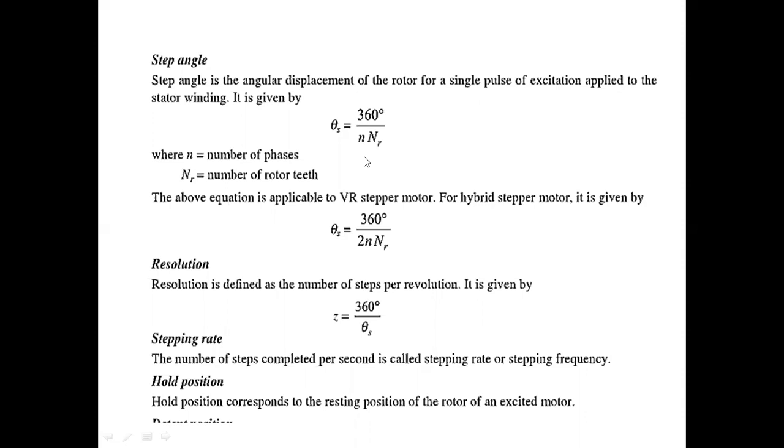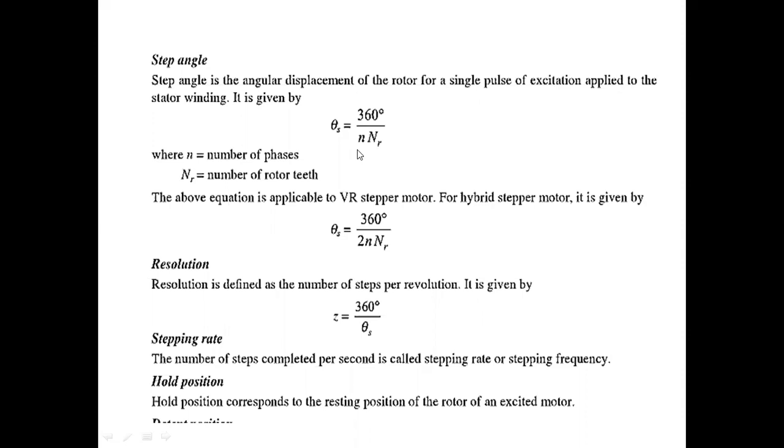Next, it is given by theta s is equal to 360 by n into n r. Here n, or m, is the number of phases. How many phases are given to the motor? If you consider the stator has four phases, this is a four pair of poles or eight pole stepper motor. Or if you consider six pole, there comes a three phase, four phase, six phase.